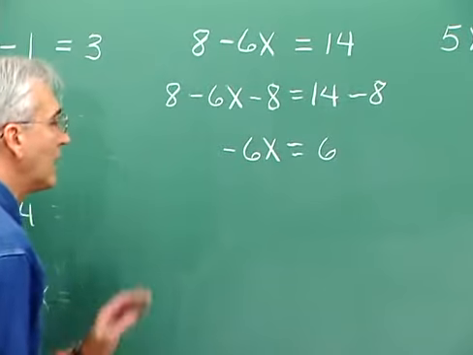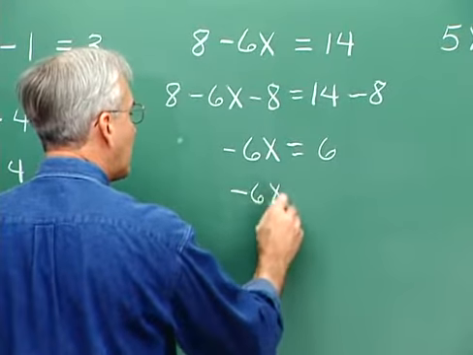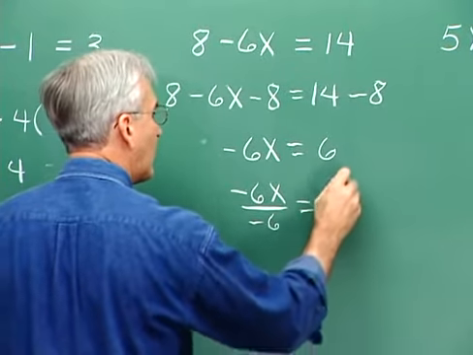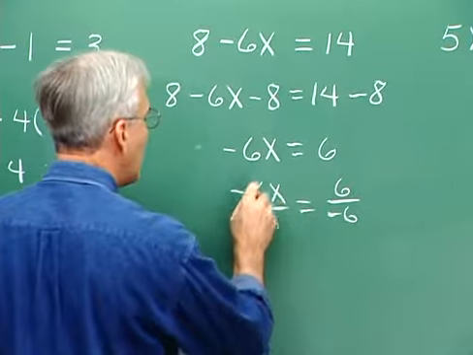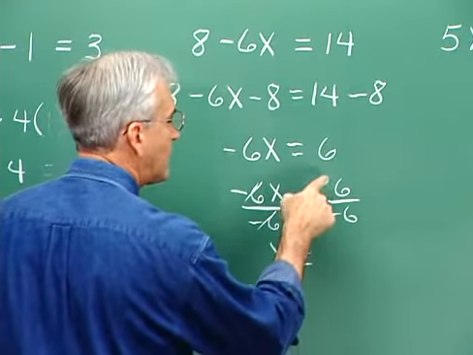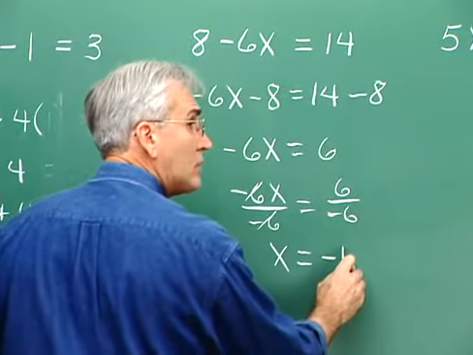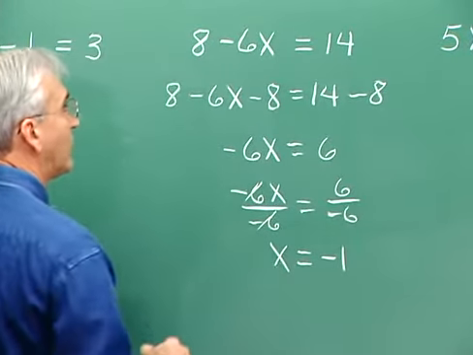And now to clear the negative 6, we would divide on both sides by negative 6. So negative 6x divided by negative 6, and on the right, 6 divided by negative 6. These cancel as expected, so we find that x is equal to, let's see, positive divided by negative is negative, 6 divided by 6 is 1. So our solution then is x equals negative 1.